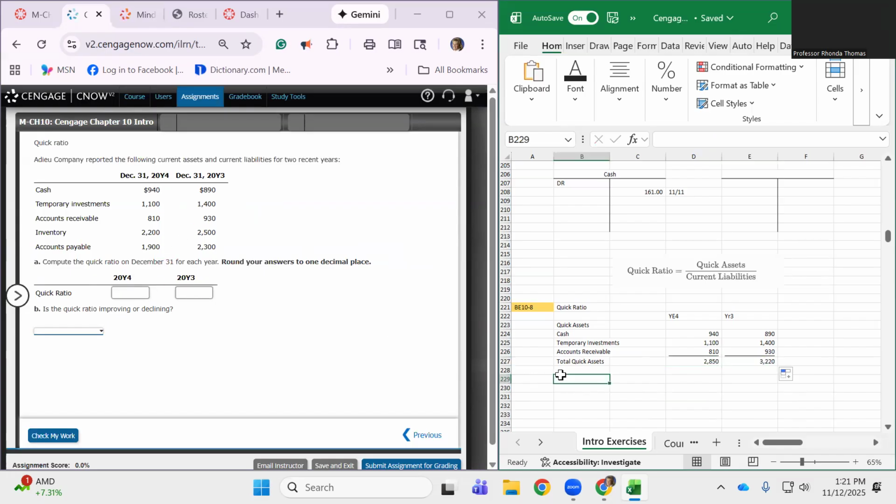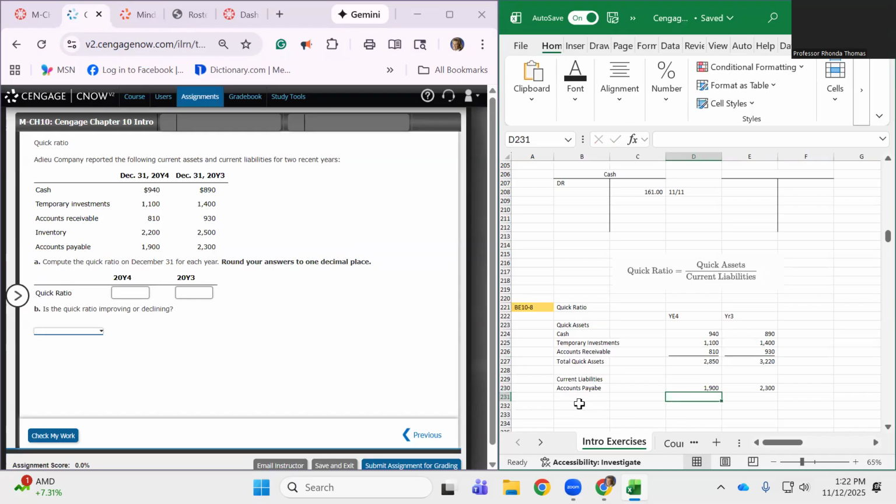Now we only have one liability. If there were more than one current liability, we would add them together. But the only current liability that we have is accounts payable. And so luckily, the year before was 2,300 and year 3 was 2,300, year 4 is 1,900.